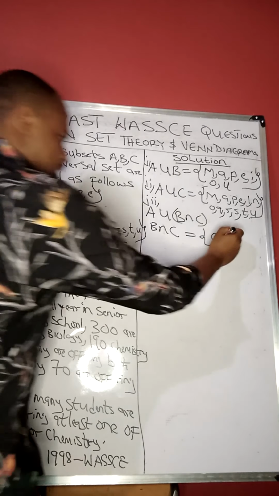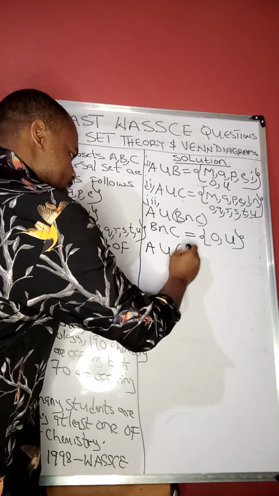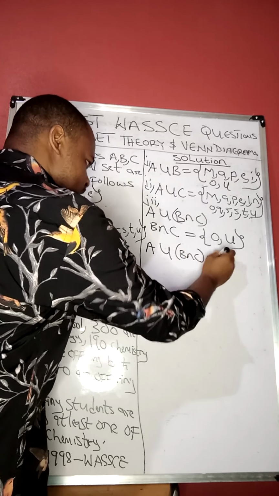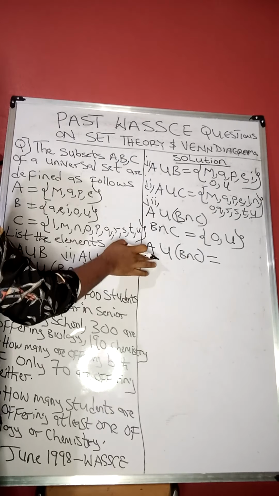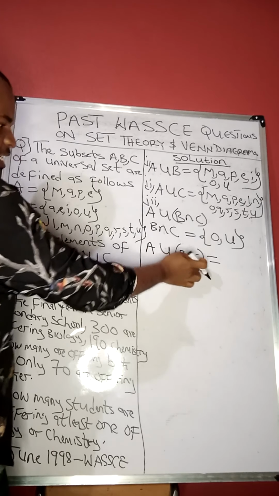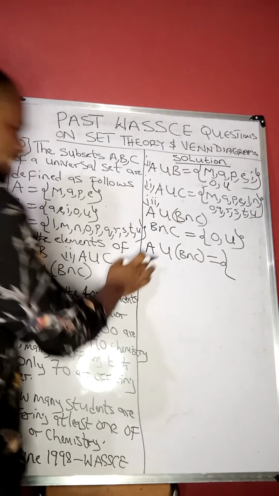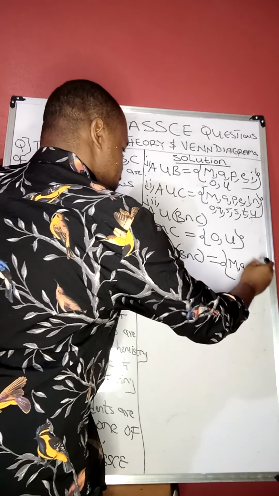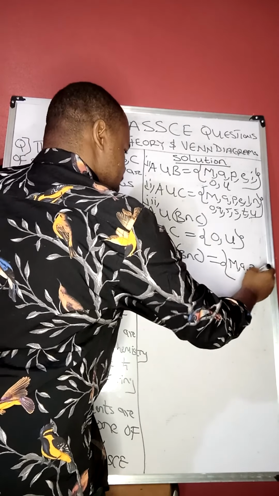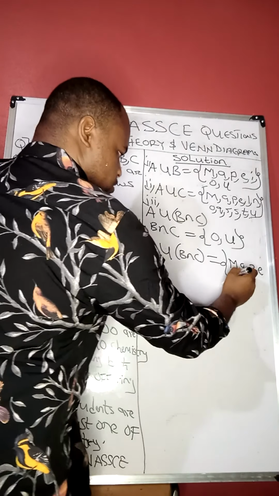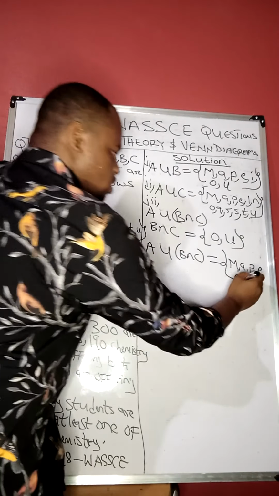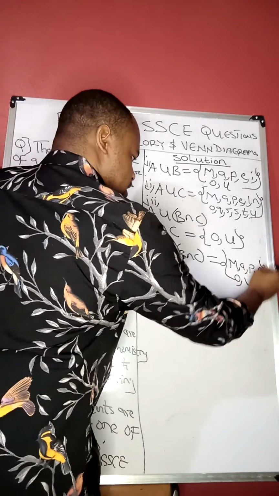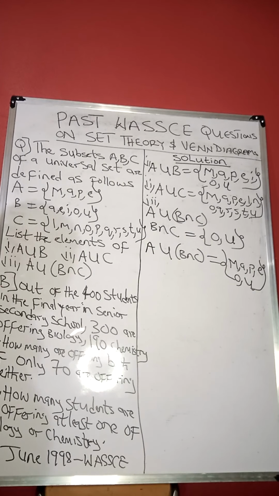Then I will do A union B intersection C. It means I will be listing all the elements of A and the elements of B intersection C. What are my elements of A? M, A, P, E. And my elements of B intersection C are O and U, without repeating. No O yet, so I'll write O and then U. So this is the solution to that question. Alright, quickly we'll be coming to the B part of the question.